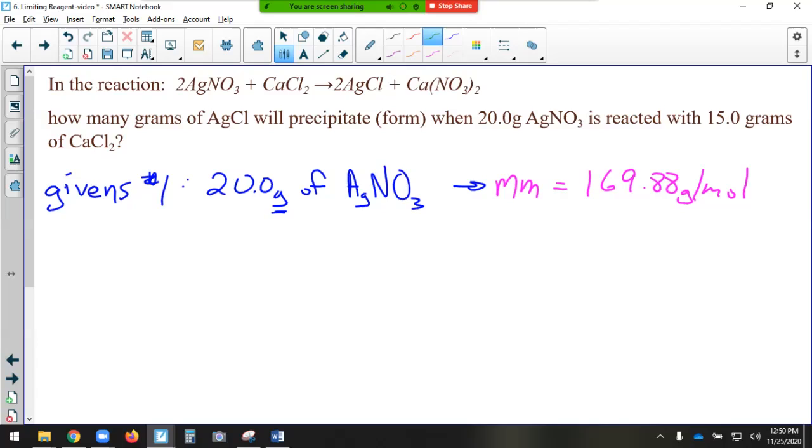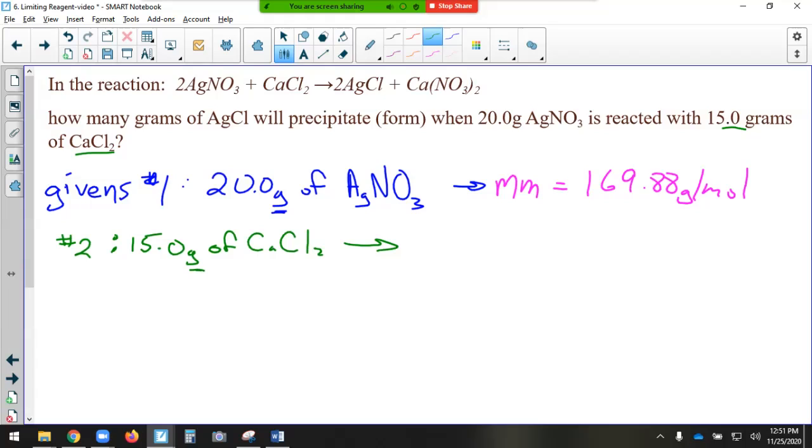My second given, according to the question, I was given 15 grams of calcium chloride. So given number 2 is going to be 15.0 grams of calcium chloride. So this is a mean question. I call it mean because you're given 2 masses.